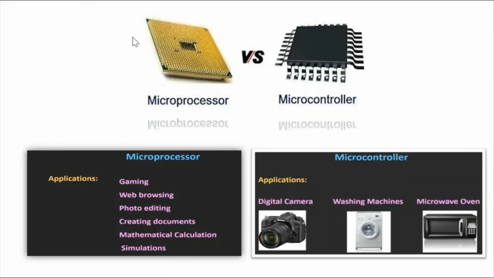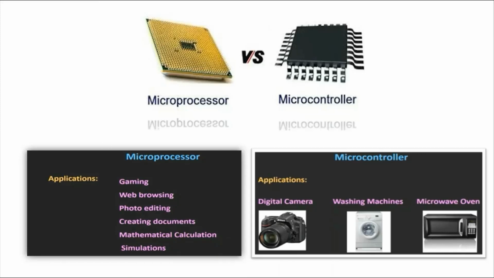We have moved to our last topic, microprocessor versus microcontroller. What are these and what are their purposes in our daily life? Microprocessor is an integrated circuit chip used by a computer to do its works like gaming, web browsing, photo editing, creating documents, mathematical calculations, simulations, etc. These are the works done in our computer or in our cell phones, right?